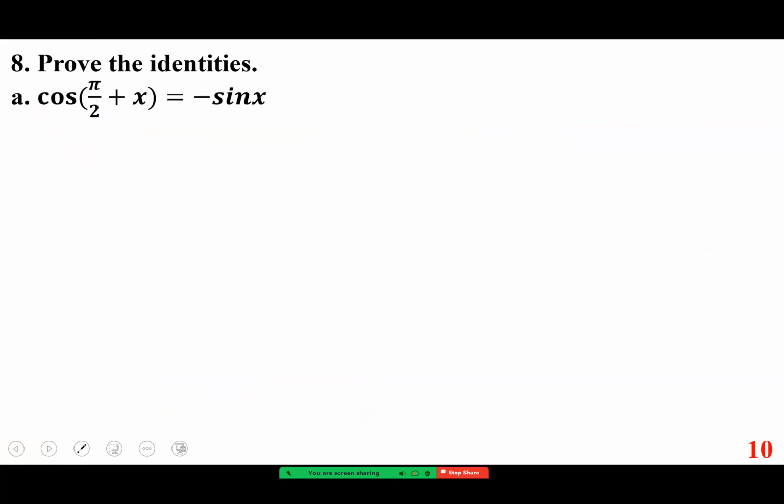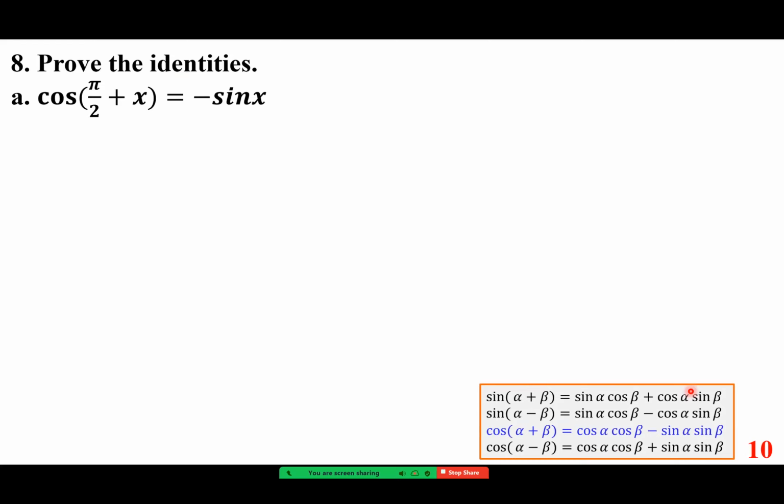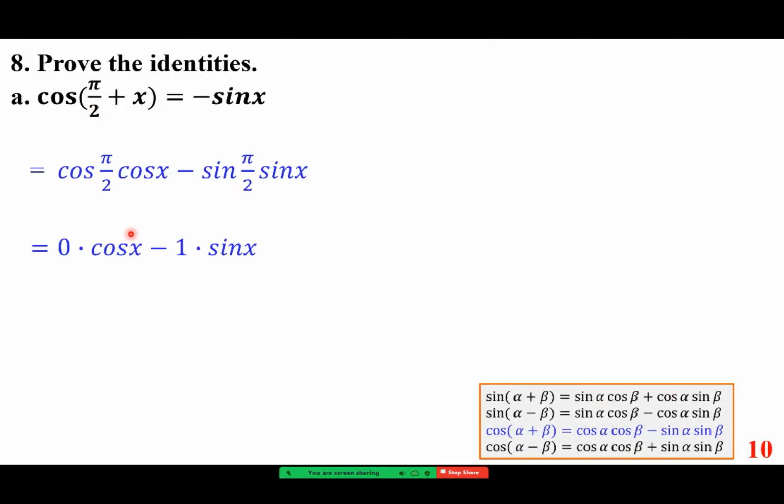Cosine of pi over 2 plus x equals minus sine x. We want to prove that, so we start with the left-hand side and we use cosine of alpha plus beta, which is cosine alpha, namely cosine pi over 2, cosine beta, cosine x, minus sine alpha, sine beta, minus sine of pi over 2, sine x, just the sum and differences, in this case, the sum. And everybody knows cosine of pi over 2 is 0, sine of pi over 2 is 1. So this goes to 0. This is the answer, negative sine x.